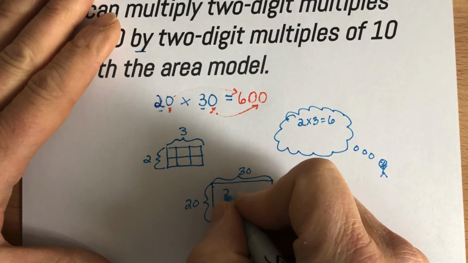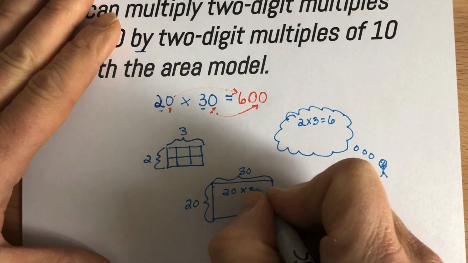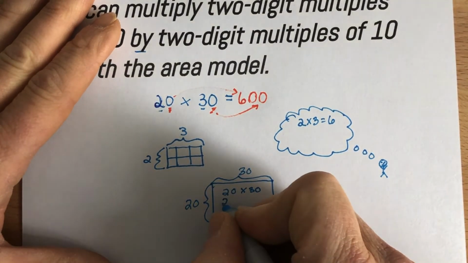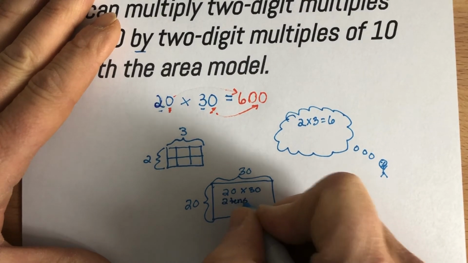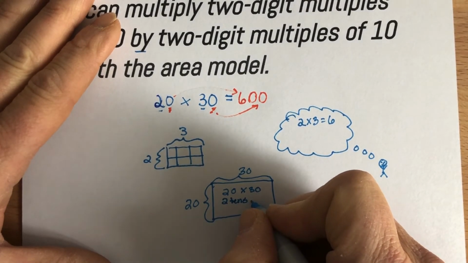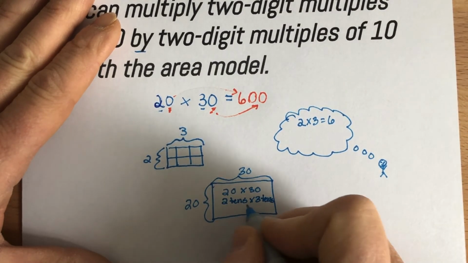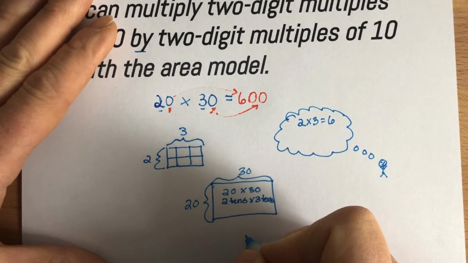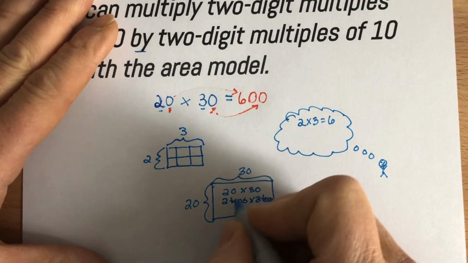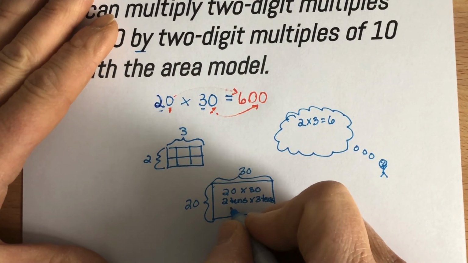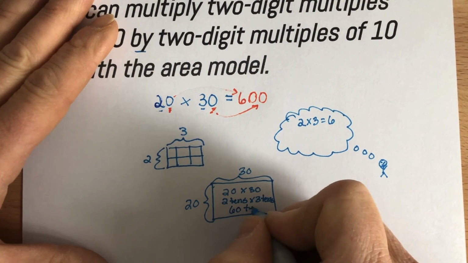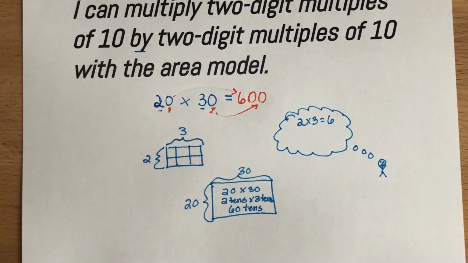And I would say, 20 times 30 would be 2 tens times 3 tens. And that would equal, say, 60 tens, or 600, all right?